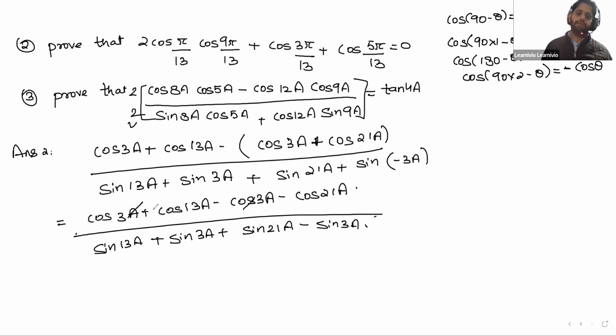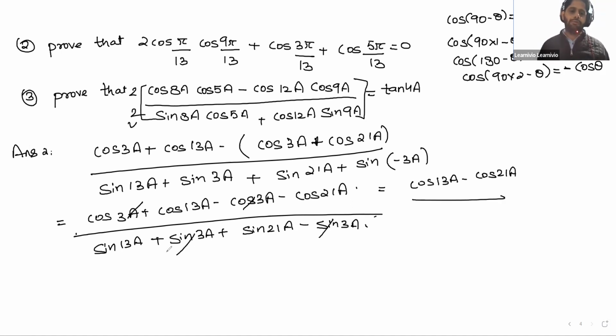Now these will be cancelled, so you will get cos 13a minus cos 21a, by, in the denominator this will cancel out, and you will get sin 13a plus sin 21a.